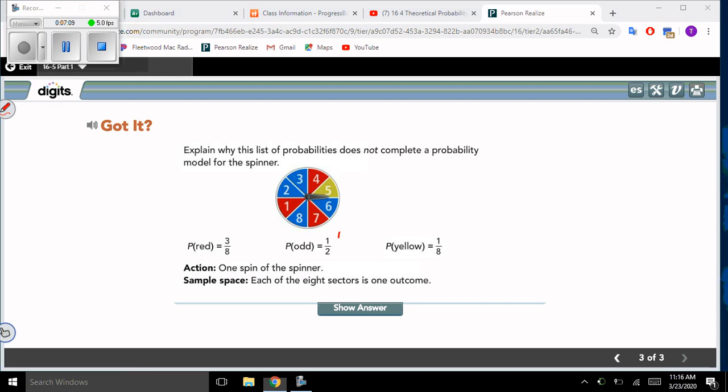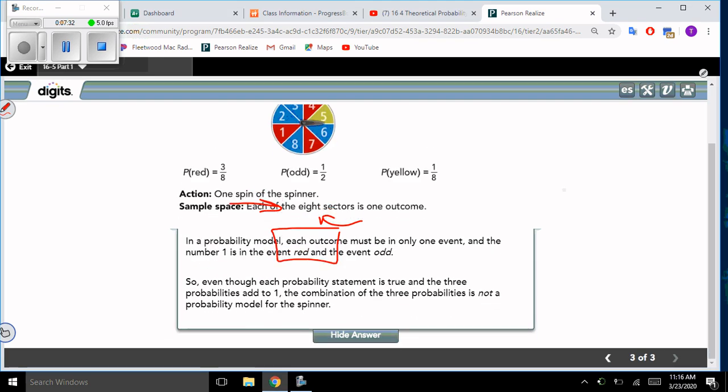Our problem here lies in the fact that the probability of an odd and the probability of red overlap. This sector right here is in 2 of these different sectors, and so is this one right here. So obviously that's what negates this: you have some sectors that are in more than one particular piece. Questions there? They're going to verify that in the probability model, each outcome must only be in one event, and the number 1 is in the event red and in the event odd. Moving on to part 2 here.